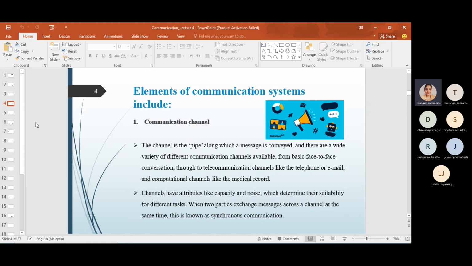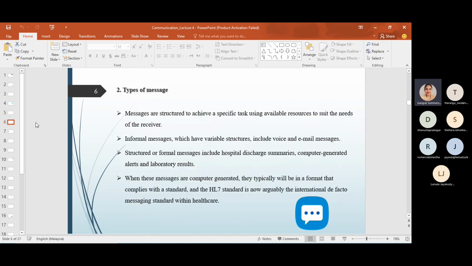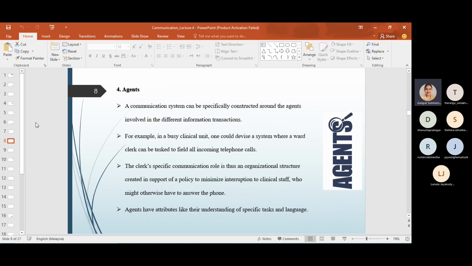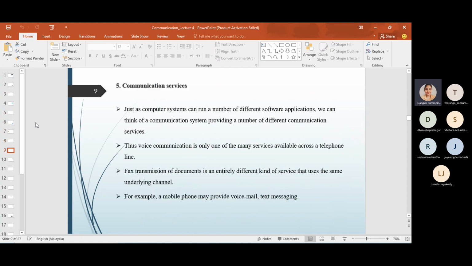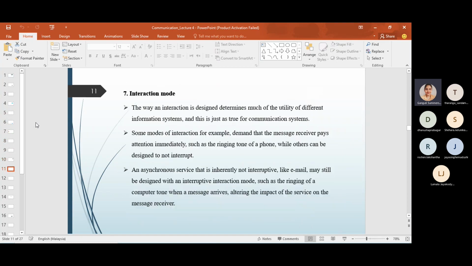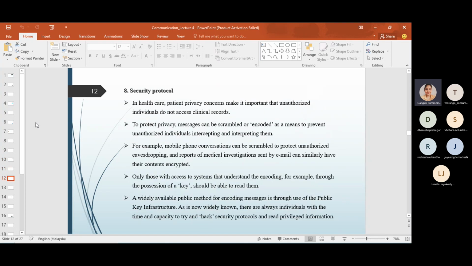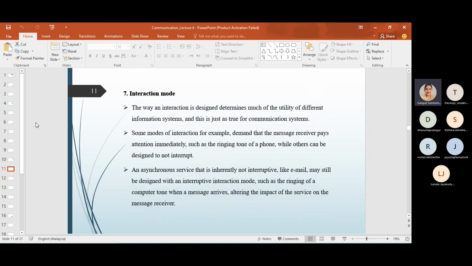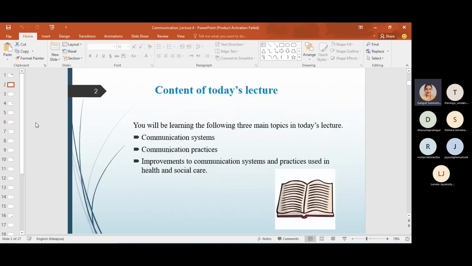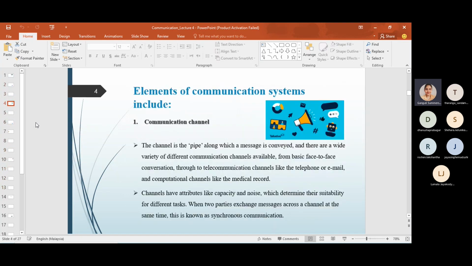So these are the elements of a communication system. These elements include a communication channel, types of messages, communication policies, agents, communication services, communication devices, interaction mode, and security protocol. So these are the 8 elements of a communication system. All right. So first of all, we can talk about communication channel.